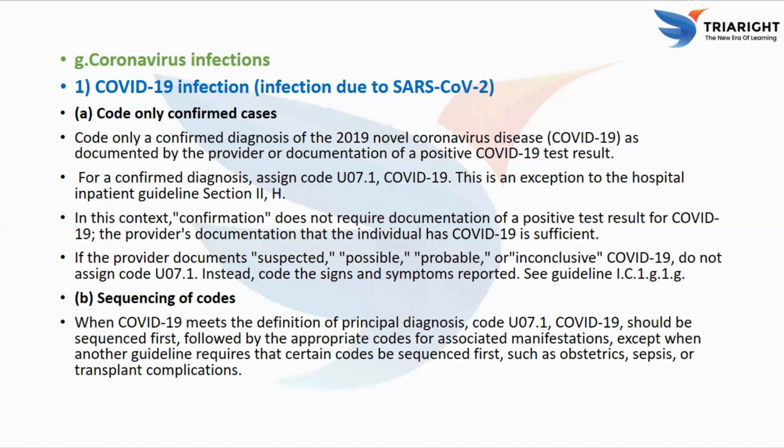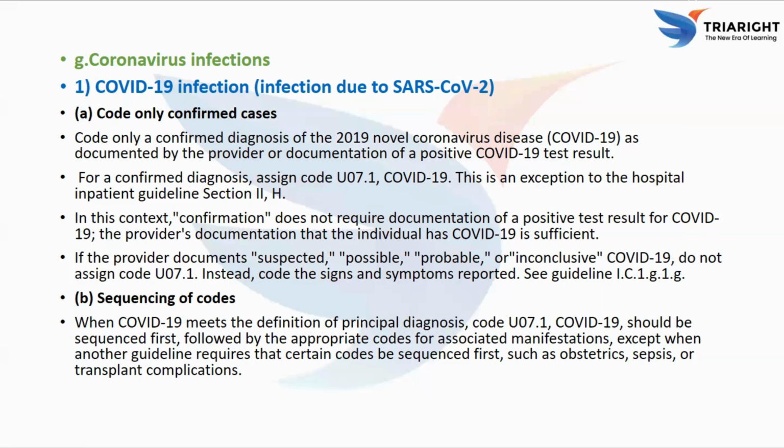So there is an example. The diagnosis is confirmed COVID-19. The documentation is COVID-19 pneumonia or a positive RT-PCR test. So you have to assign U07.1, and also you have to code for pneumonia, for example, the J12.82 code.